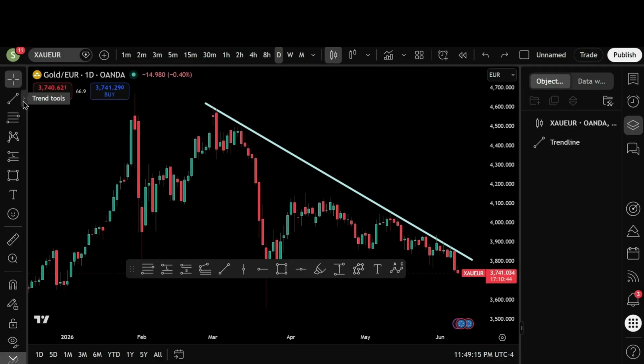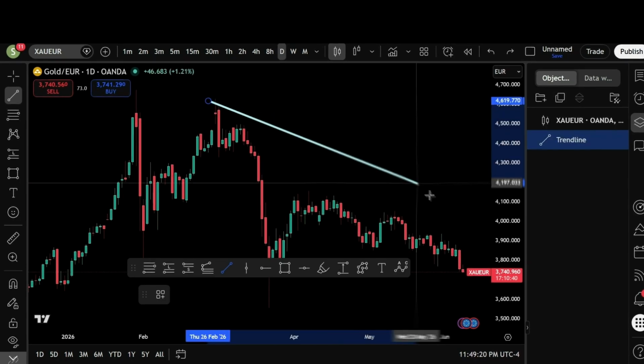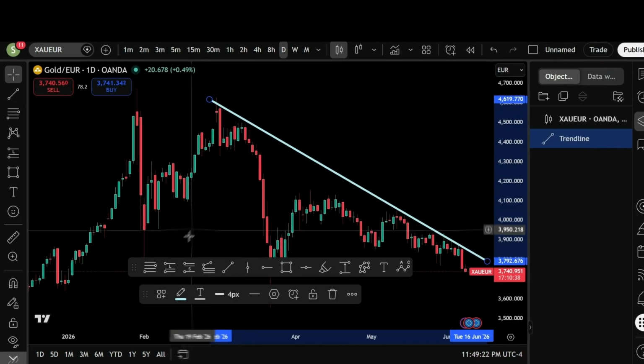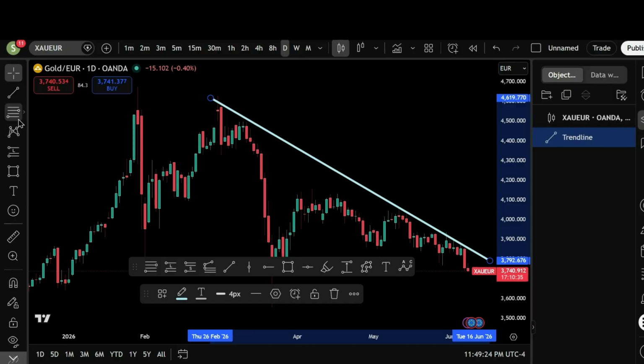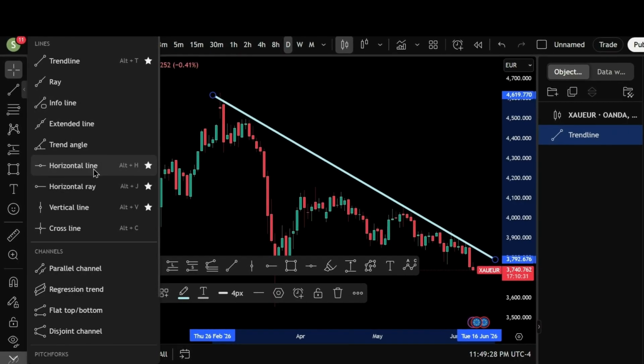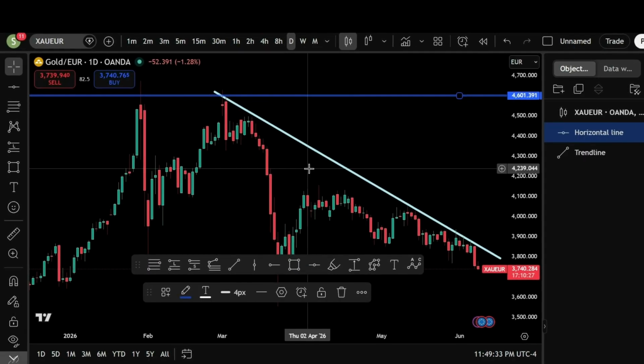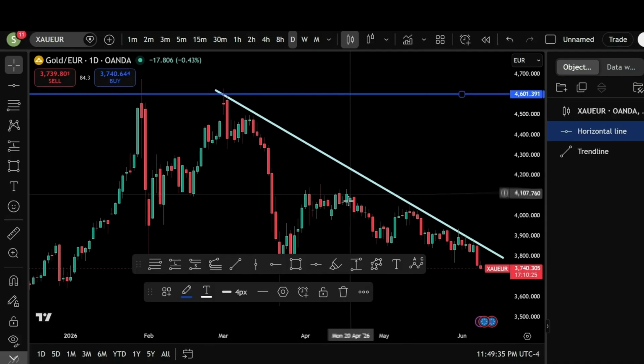This is the Trend Tools section on TradingView. This is where you can draw tools that help you analyze trends, such as trend lines, horizontal lines, vertical lines, and price channels. If you're new, you don't need to use every tool here right away. For now, just remember the three most important ones.